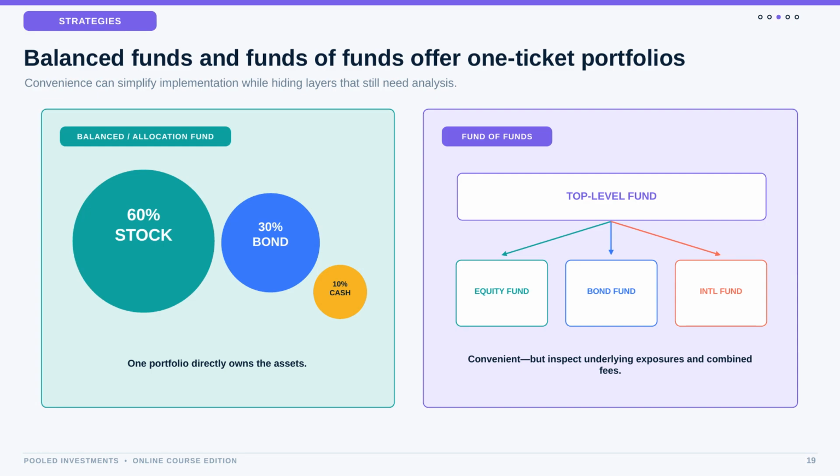Balanced and asset allocation funds combine stocks, bonds, and sometimes other assets in one portfolio. Some maintain a relatively stable mix. Others shift weights according to a policy or forecast. A fund of funds invests primarily in other funds, which can provide broad diversification and simplify rebalancing. The investor should still examine the underlying exposures and the combined fee structure. A one-ticket portfolio can be convenient, but convenience is not the same as simplicity. If the fund owns 10 other funds, the wrapper may be tidy while the ingredients resemble a financial lasagna.